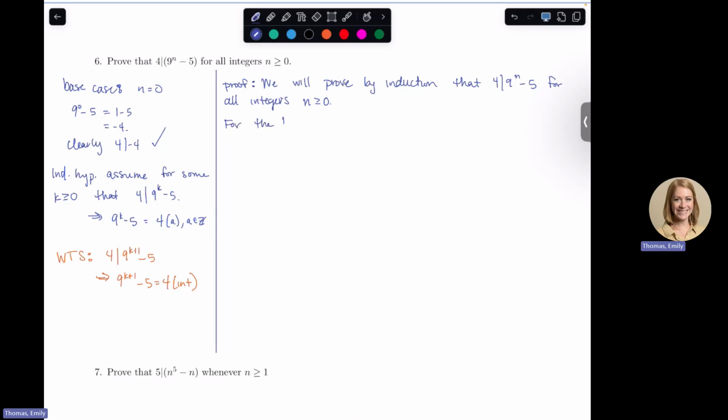For the base case. Let n equal 0. Notice 9 to the 0 minus 5 is negative 4. Clearly, oh, it doesn't look very clear. Clearly, 4 divides negative 4. Thus, the base case holds.